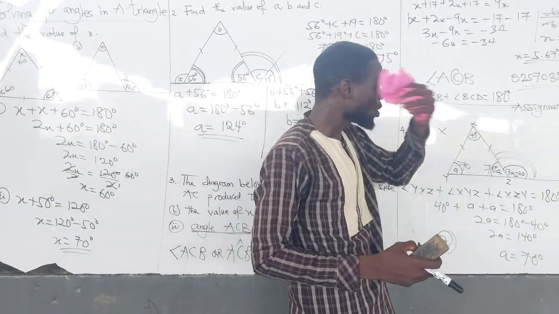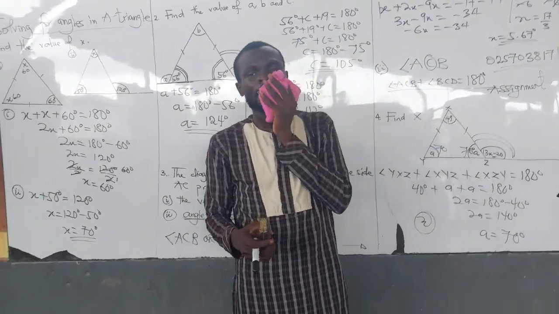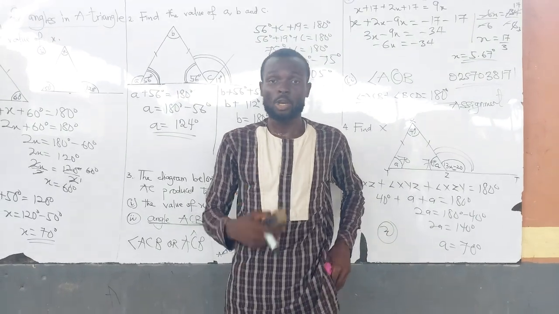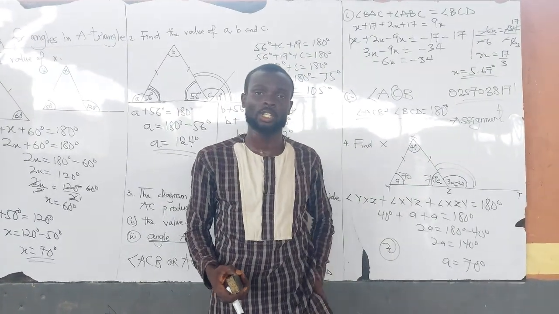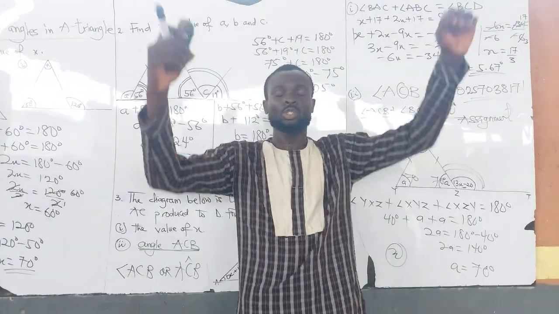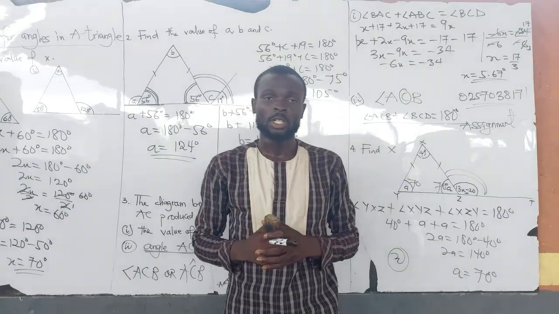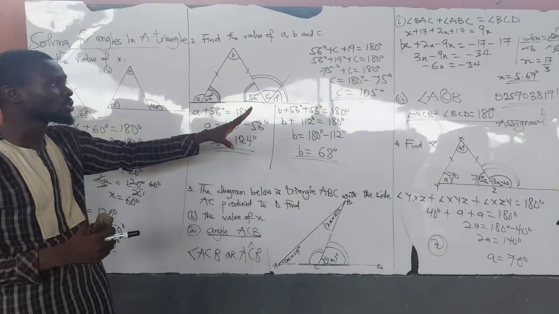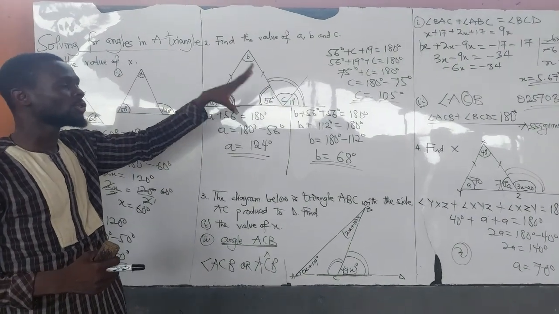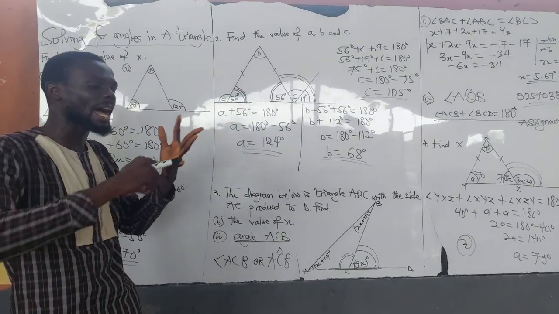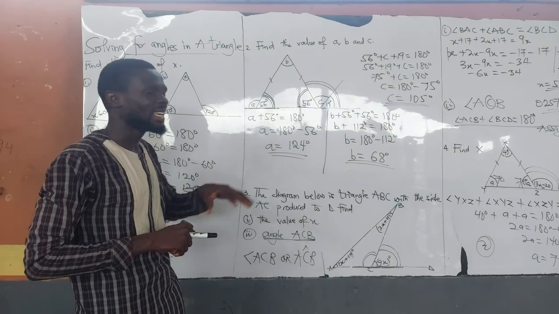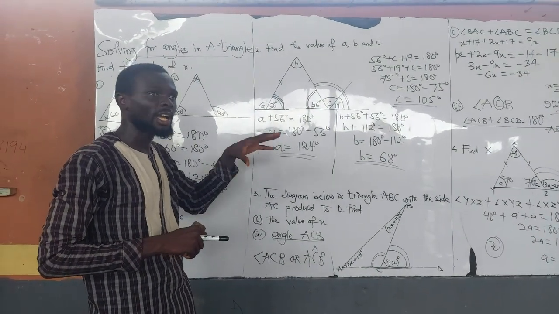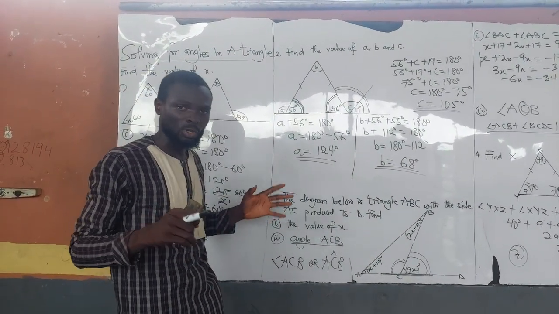Provide your answers on the same WhatsApp number, or you can even drop your answer at the comment section and we will attend to you anytime you drop your comment. Once again, remember, when it comes to triangles, calculating the angles, we have to take into consideration the type of triangle given, the properties of the triangle, and also apply them in solving.